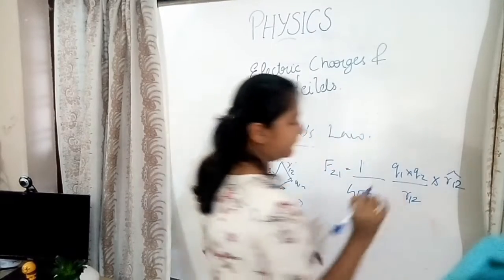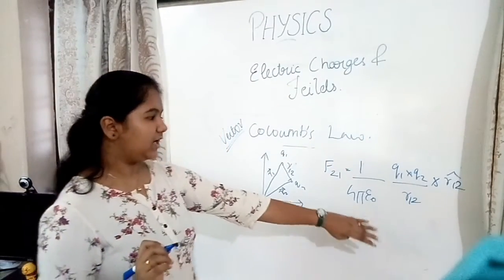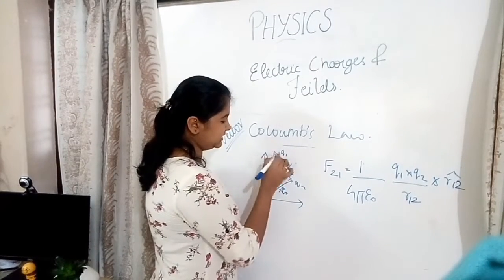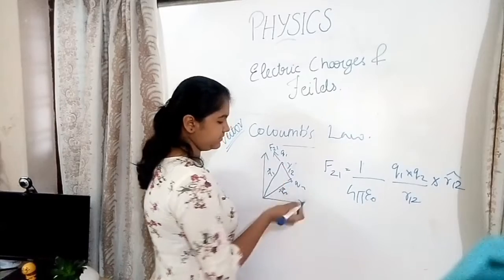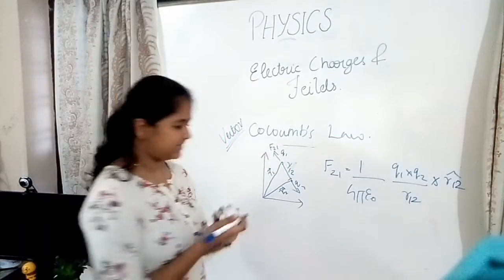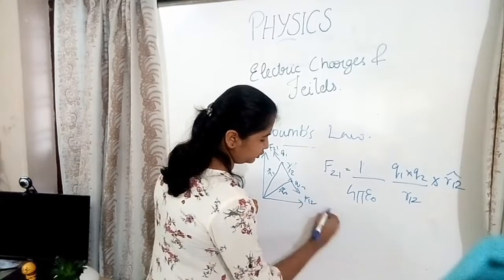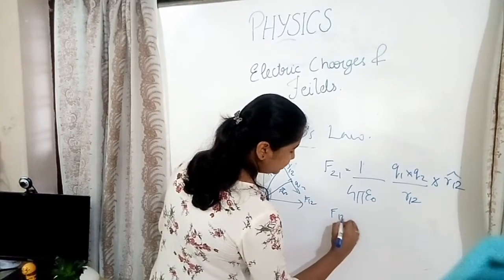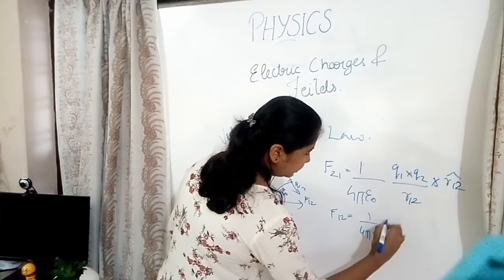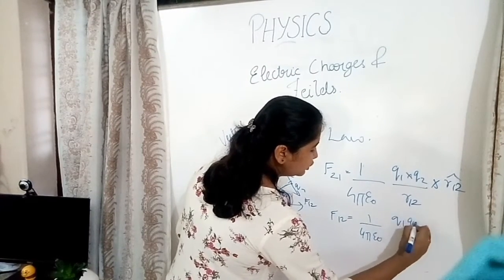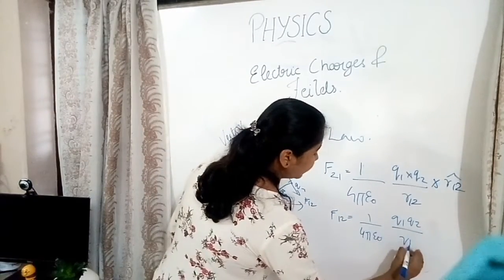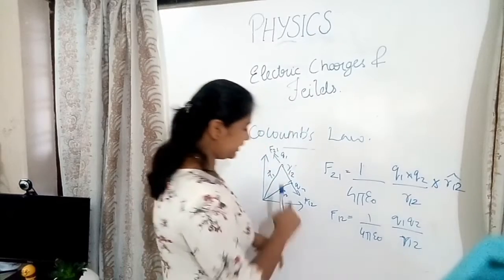R12 cap. Okay. This is the F21 force. Now that is over here. That will act towards this side. Now to this side, the force acting on Q2 due to Q1 is F12. So F12 is equal to 1 by 4 pi epsilon 0 Q1 Q2 divided by, what is the distance? Distance doesn't change. R12.